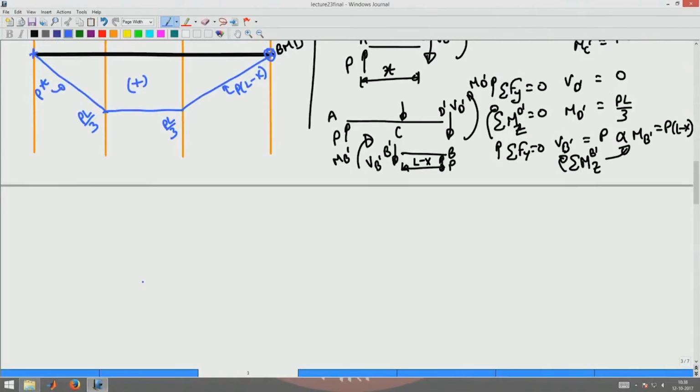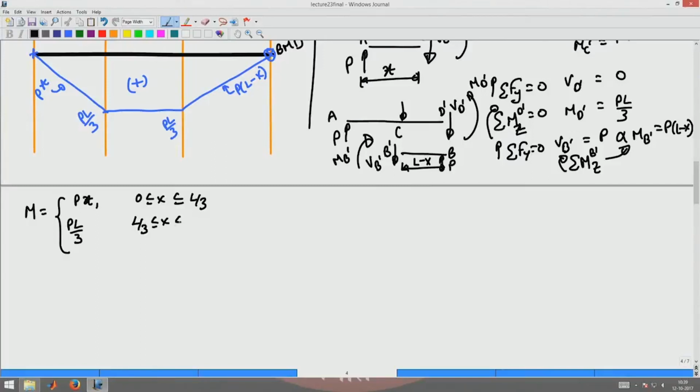So, let me write the bending moment diagram in the 3 regions. I have bending moment M given by P into x for region 0 less than x less than or equal to L by 3, P L by 3 for region L by 3 less than x less than 2 L by 3, and P into (L minus x) in the region 2 L by 3 less than or equal to x less than or equal to L. That is the variation of the bending moment in the 3 regions.